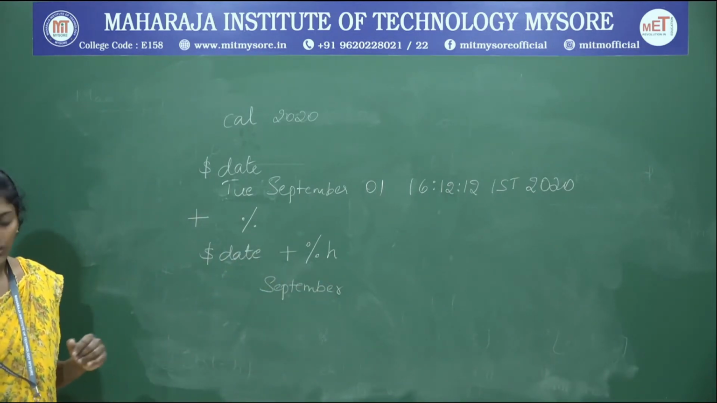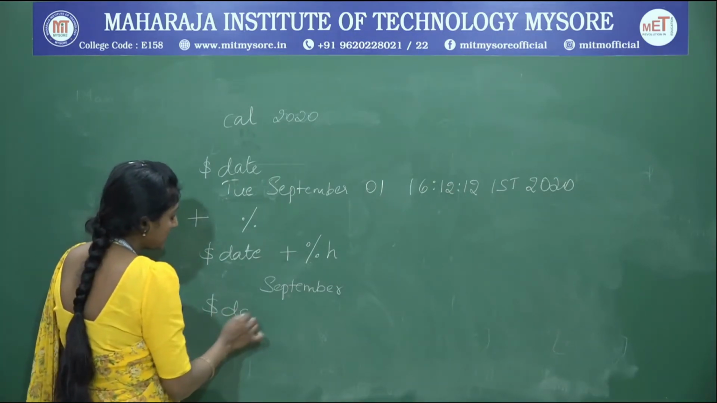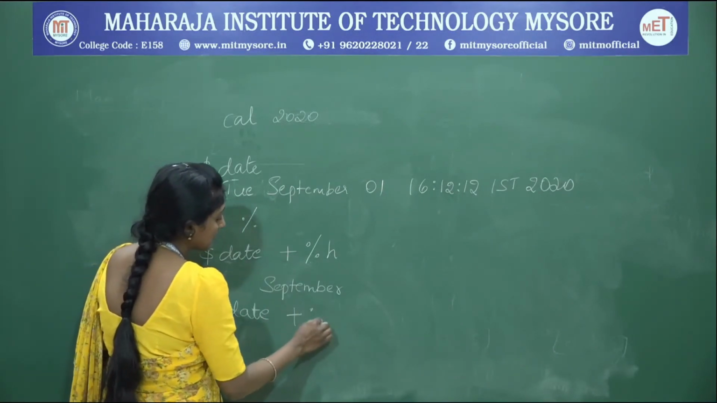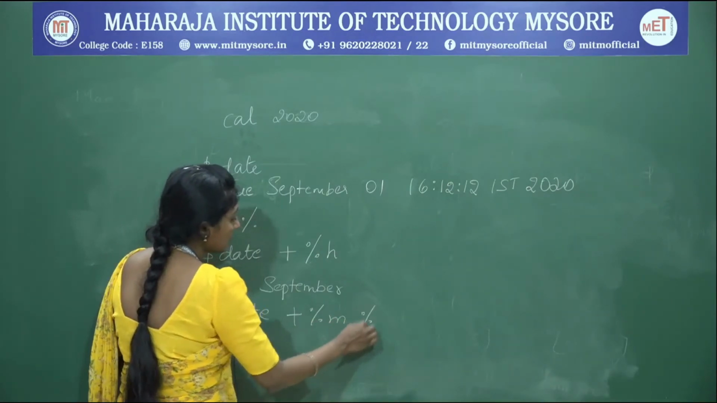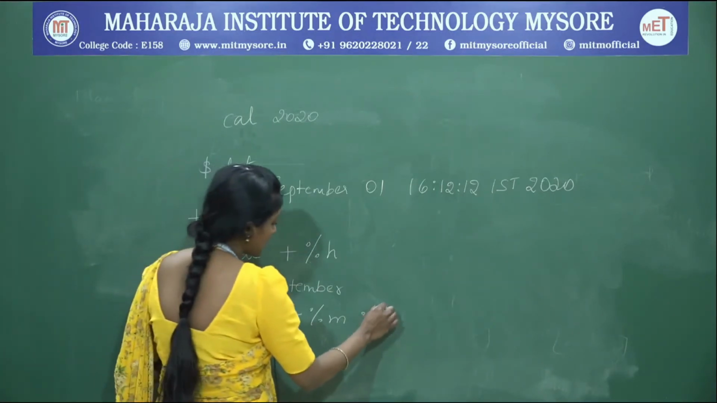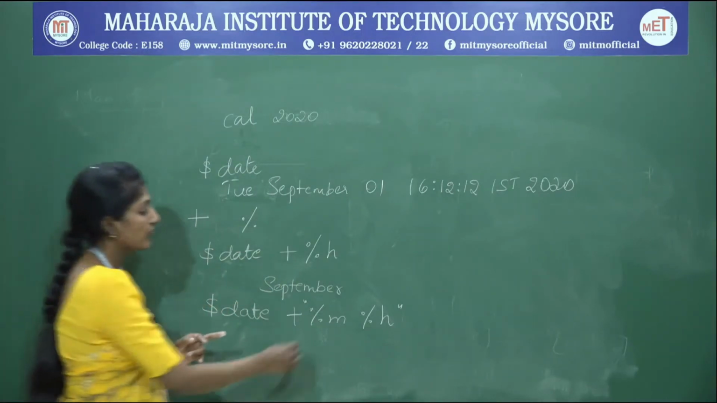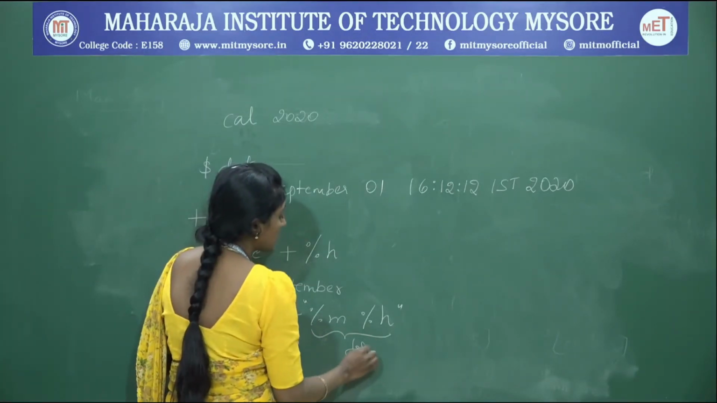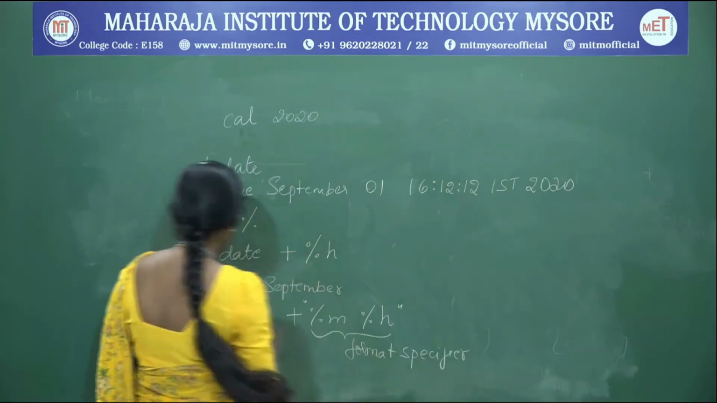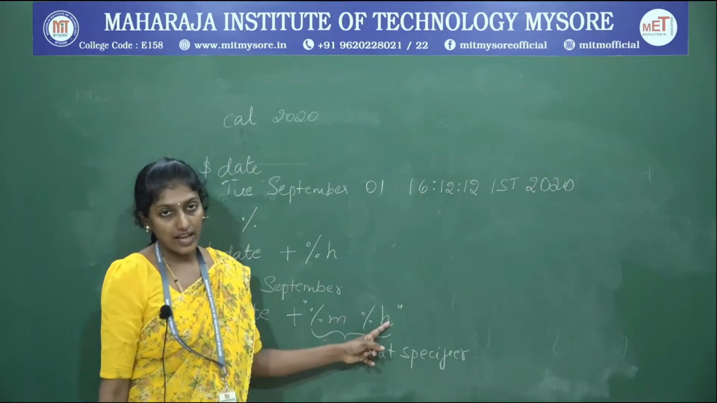Likewise, next if I want to display the number of that particular month, at that time I use %m, where m represents the month number, followed by %h. If you are appending these, we call this a format specifier for the date command, because you are displaying the month and its name.